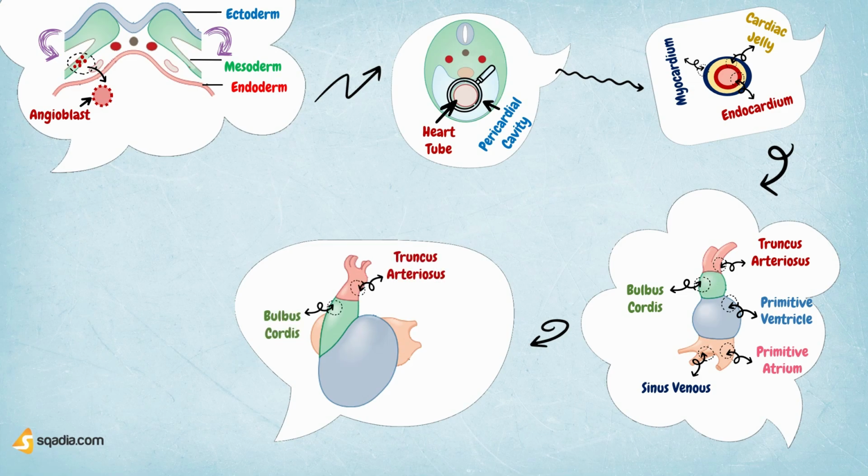This is truncus arteriosus. This is bulbus cordis. This is ventricle. And this is left atrium.